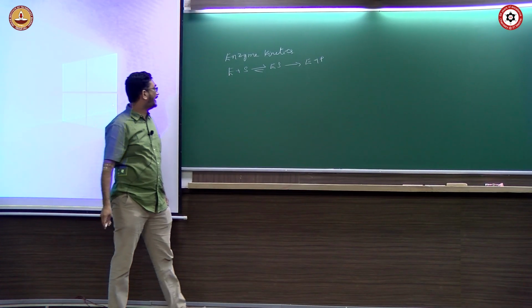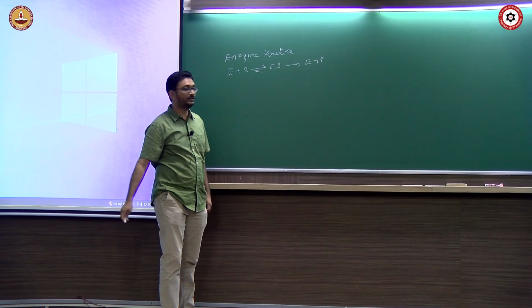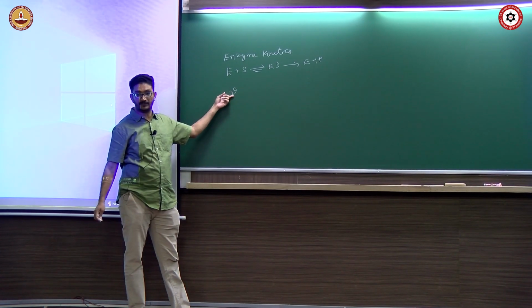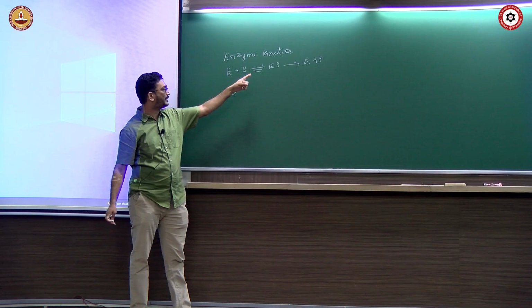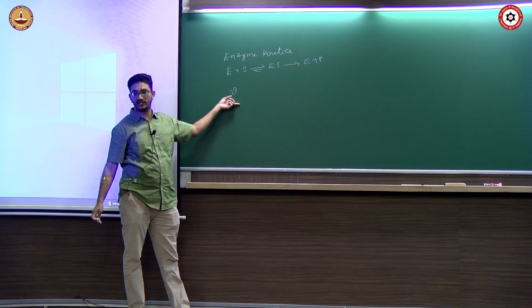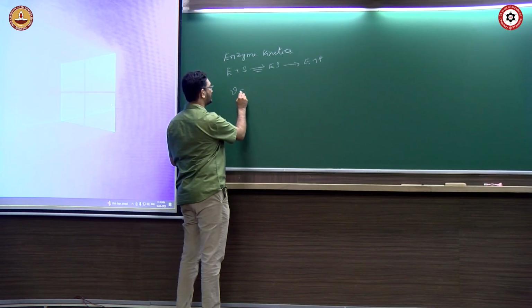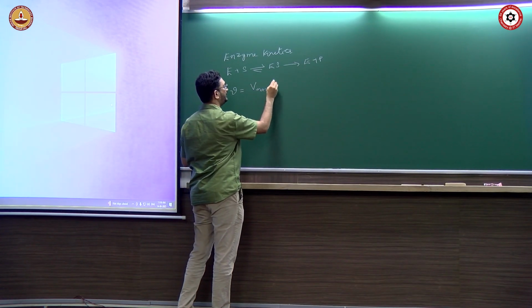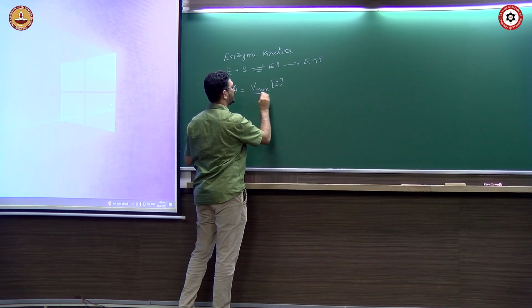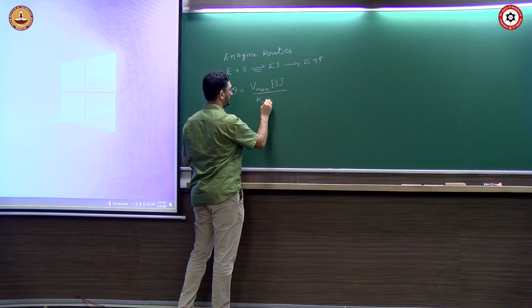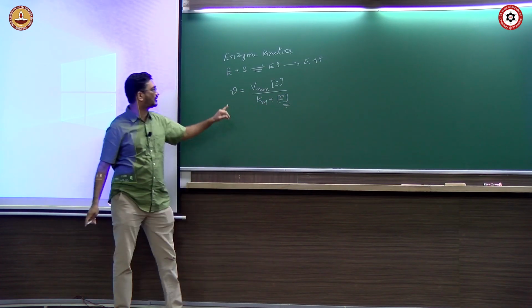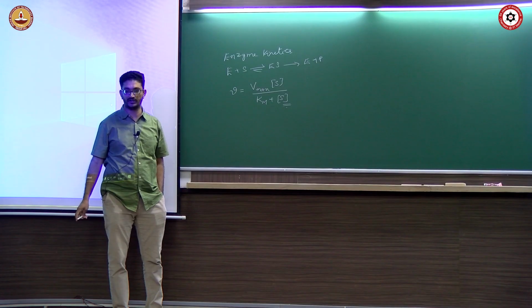And so, we ended up with a mathematical expression. Does anybody remember, is this called rate or initial rate? You should remember that whatever we have derived is for initial rate, right? So, initial rate is equal to, what did we come up with? Vmax into concentration of substrate by Km plus concentration of substrate. So, this is called the Michaelis-Menten equation, right?